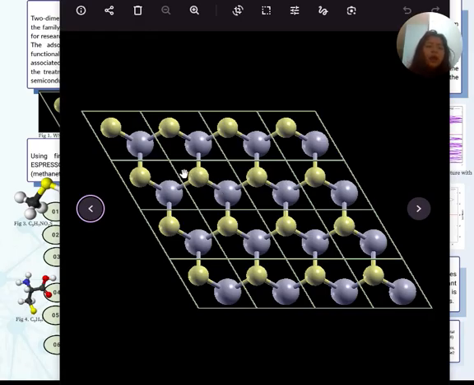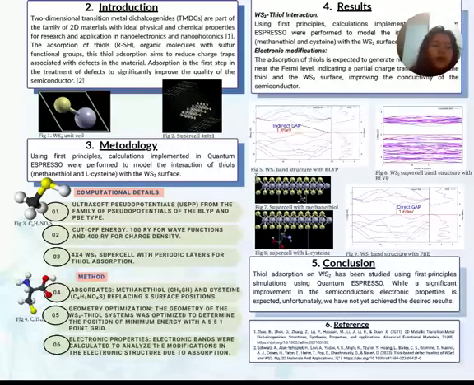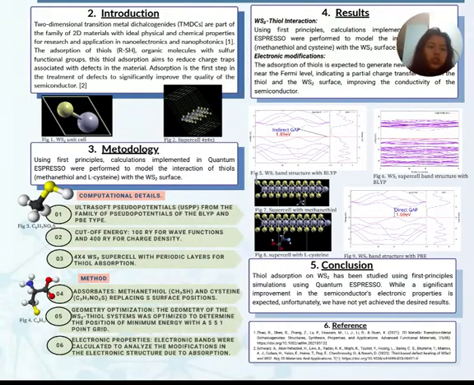The question is, how do we do it? Using first principles. In this case, we perform calculations implementing Quantum ESPRESSO to model the thiol interaction. As a first step, through the pseudopotential, we will use two families, BLYP and PBE. The reason for using these pseudopotentials will be explained later.